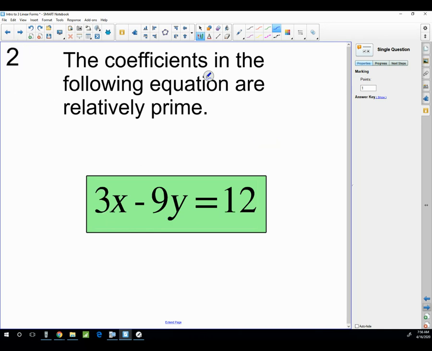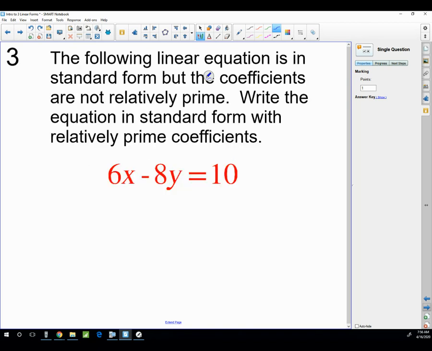All right, and then number 2 is false. These coefficients are not relatively prime because 3 divides into all the coefficients. Pretty simple. All right, which leads us to something like this. Let's read this. The following linear equations are in standard form, but the coefficients are not relatively prime. Write the equation. So we want to write this with relatively prime coefficients. So we want to multiply both sides by 1/2. That would give us 3x minus 4y equals 5.